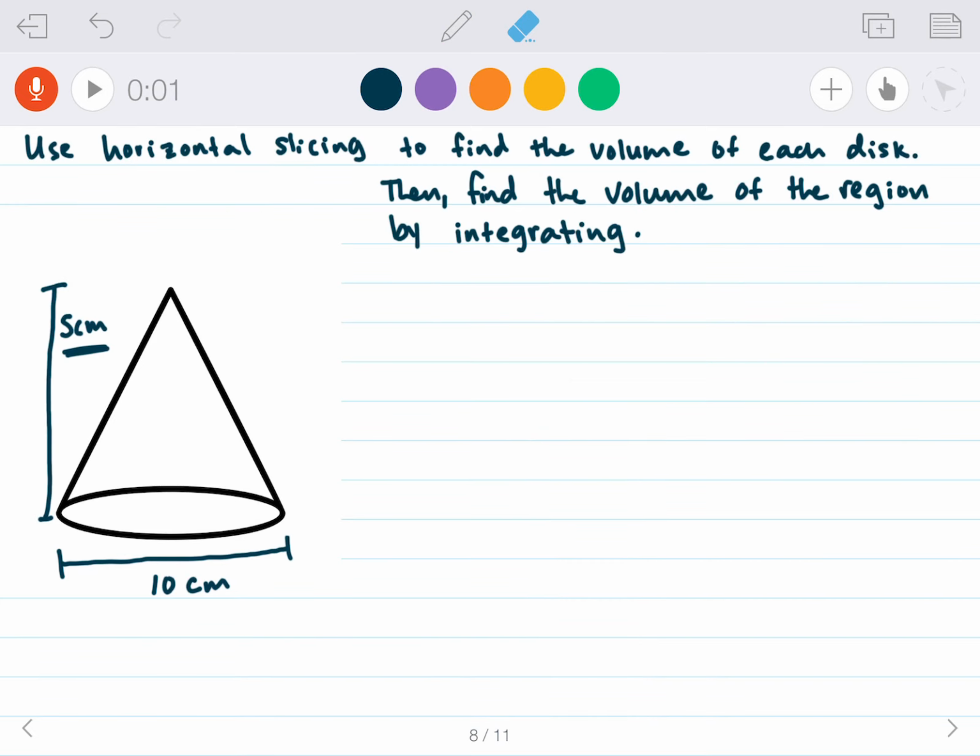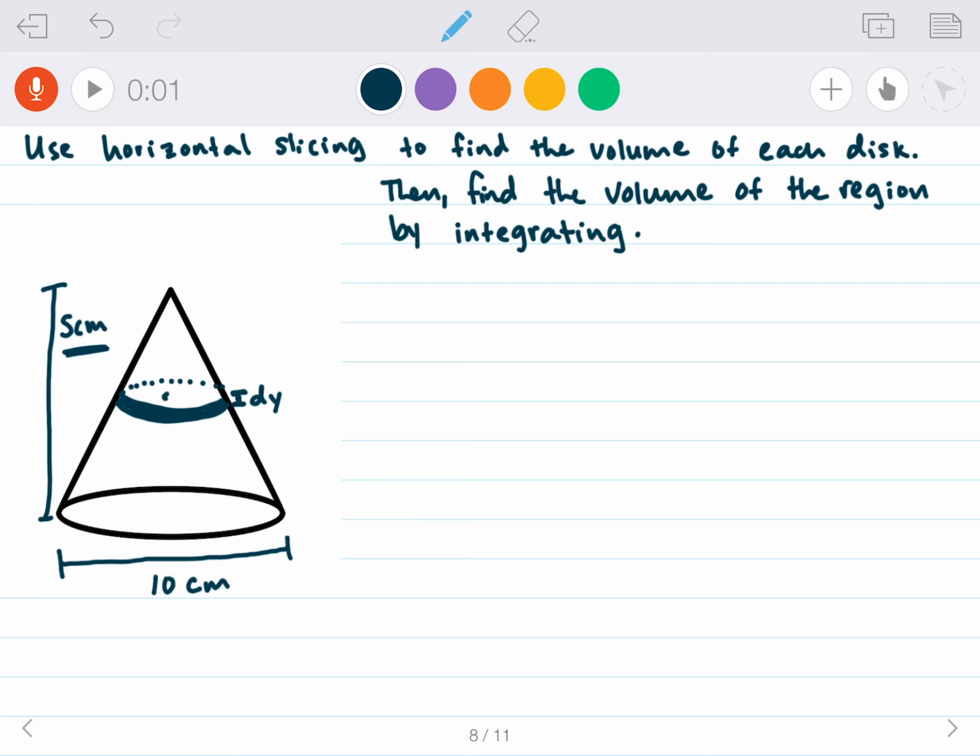Use horizontal slicing to find the volume of each disk, then find the volume of the region by integrating. All right, so let's draw a little sample disk in our cone here. Maybe it looks something like this. It has a little bit of thickness, and I'm going to call that thickness dy. You can imagine that this is like maybe a coin or something. It's just a very skinny cylinder, and we're going to call its thickness dy.